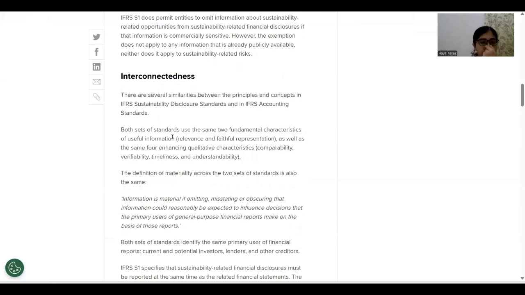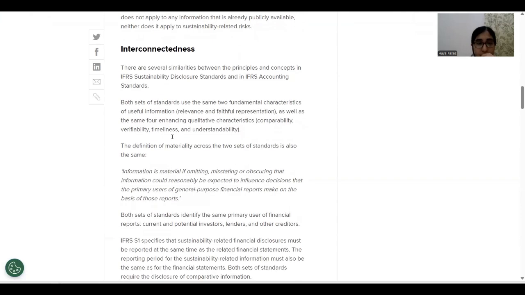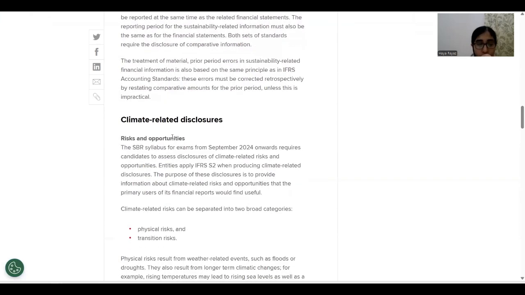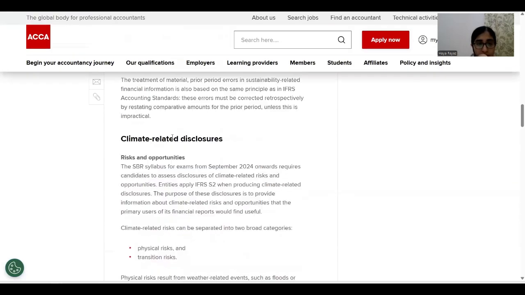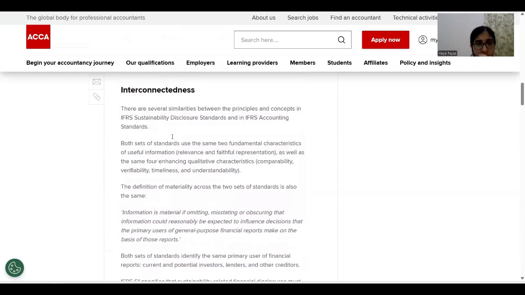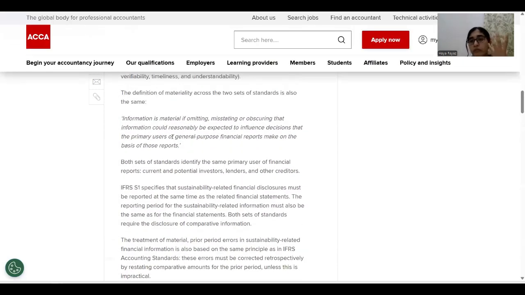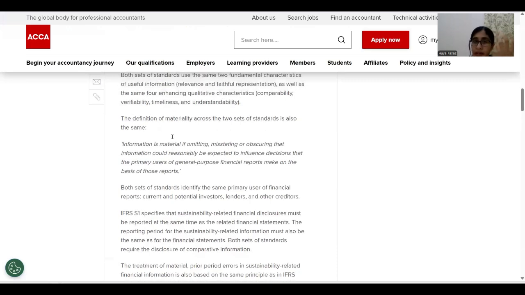There are several similarities between the principles and concepts in IFRS disclosures and IFRS accounting standards. So yes, basically it's an amalgamation of both. Both sets of standards use the same two fundamental characteristics of useful information. Exactly. We have studied this back in the FR exam itself.